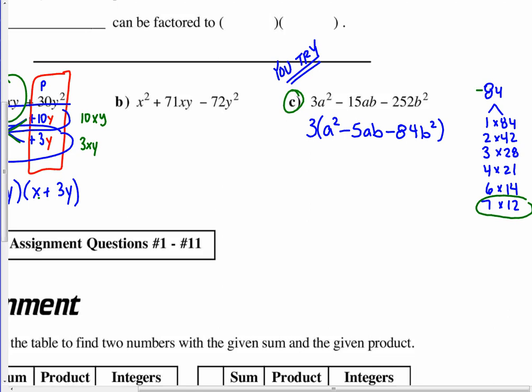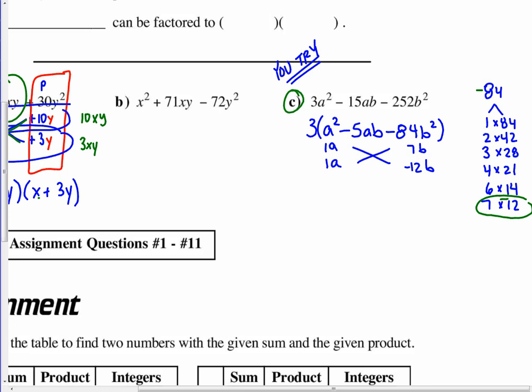Because our product is negative, you know one number is positive, one number is negative. Whenever your product is negative, you're going to have 2 different signs. And you want to add to a negative 5, so which one's negative? The 12 would be negative, because you want the larger one to be negative. So this becomes 7 and negative 12. You can put your variables in now if you want. Just check your diagonals. Negative 12 plus 7, yes, that equals negative 5.